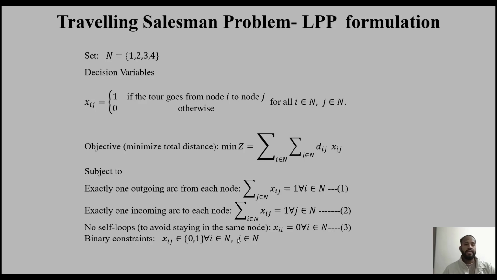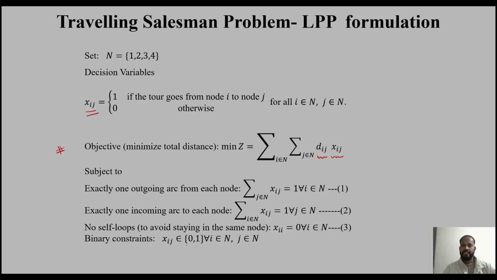Okay, so this is the formulation for the traveling salesman problem. For all the cities, we have taken the set N as 1, 2, 3, 4. The decision variables are x_ij, where x_ij is equal to 1 if the tour goes from node i to node j. If the salesperson is going from i to j, the value of x_ij will be 1, otherwise it will be 0. The objective function is minimization of the total distance. We multiply the distance matrix with all the decision variables, so wherever x_ij is 1, the distance will be incorporated and added.